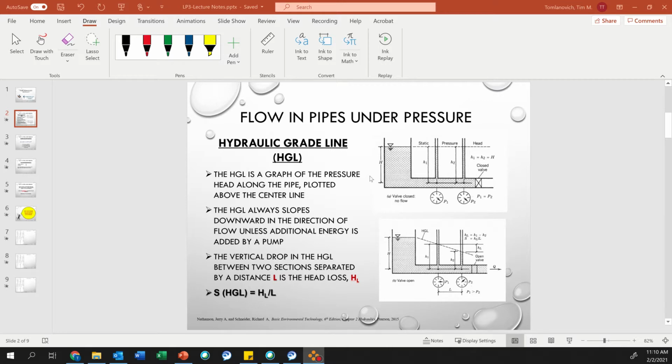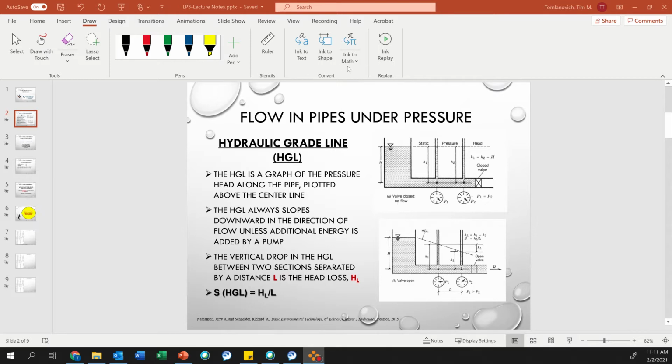And the vertical drop in the HGL between two sections separated by the distance L is the head loss, HL. The slope of a line is change in height over length, right? That's a typical equation for a slope of a line. So head loss divided by length will give me my slope.